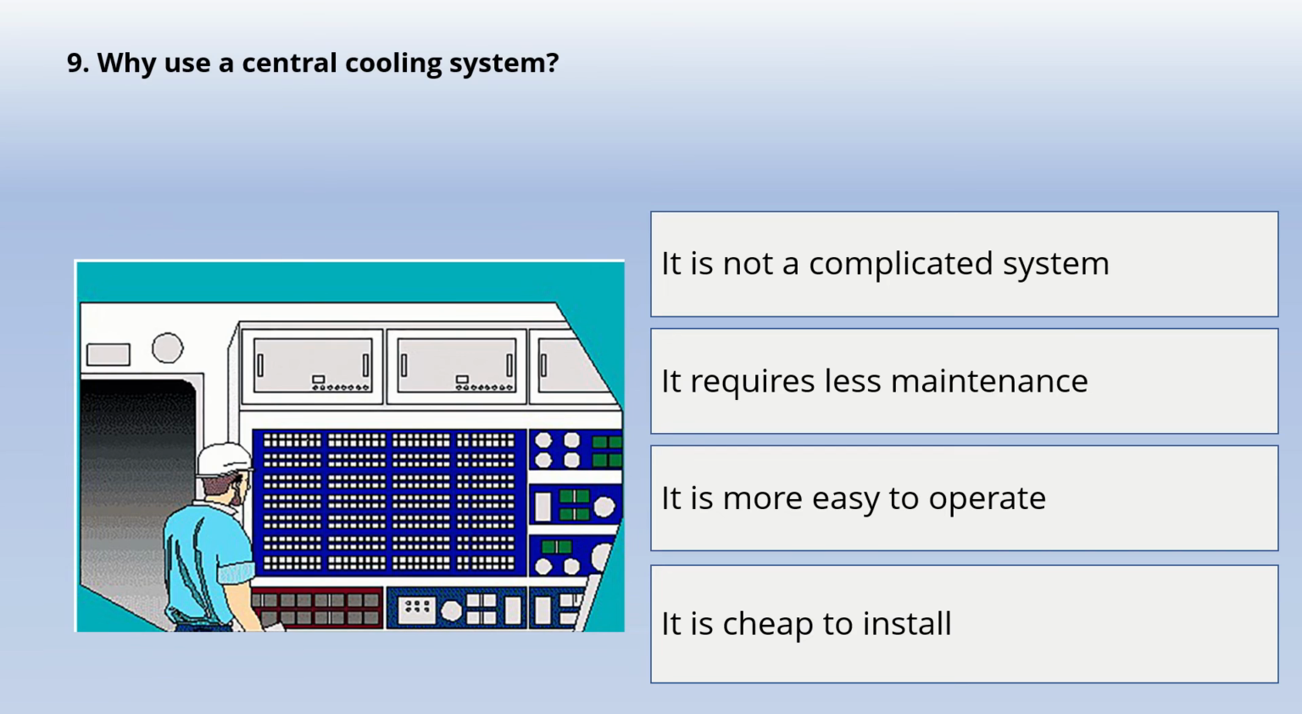Our next question is, why use a central cooling system? And the options are, it is not a complicated system, it requires less maintenance, it is more easy to operate, it is cheap to install. And the correct option for this question is it requires less maintenance.